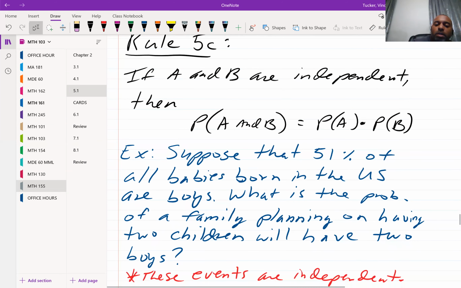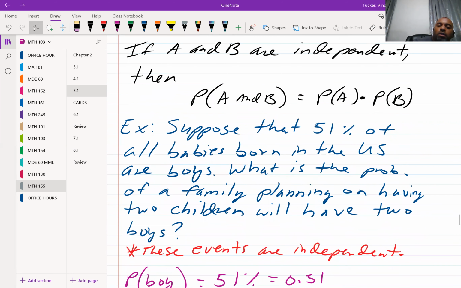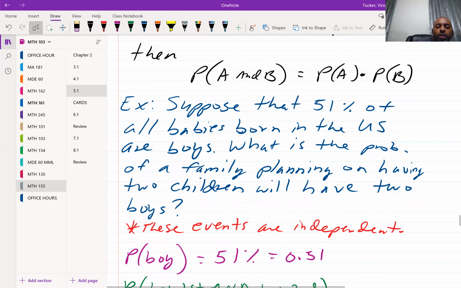All right, can we go up? So these events are independent. You're talking about boy versus girl. The probability of getting a boy is 51%, 0.51 as the decimal.